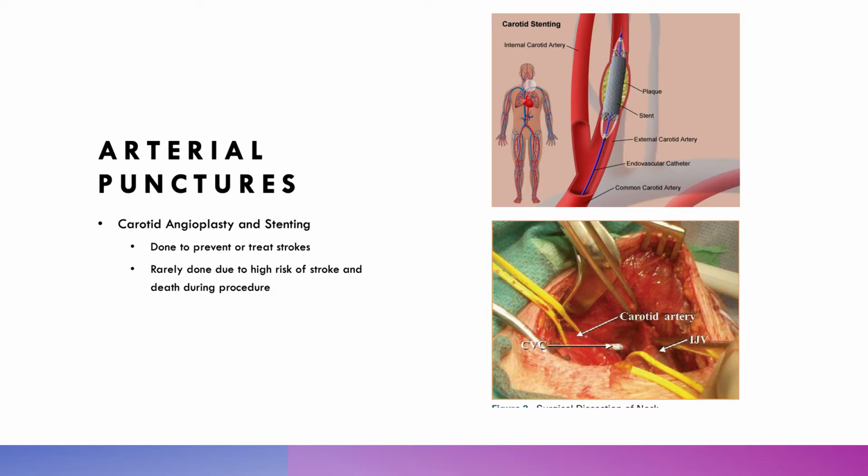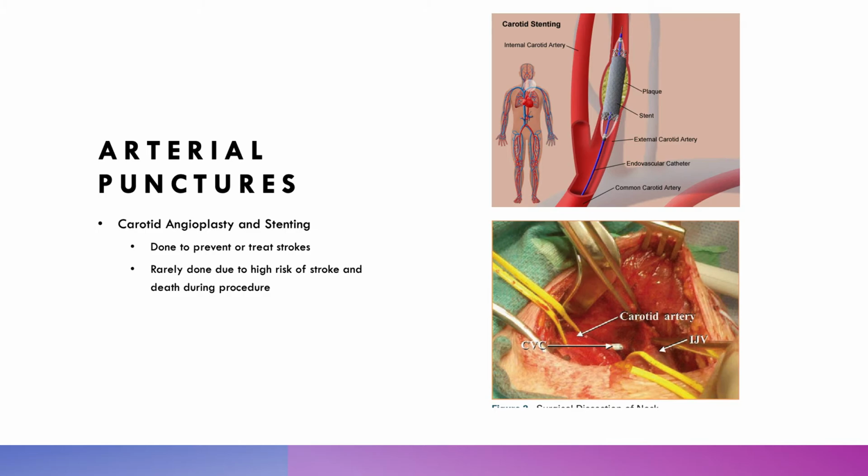So, arterial punctures. Really the only clinical reason that you would puncture the arterial vessels of the neck is for carotid angioplasty and stenting. This angioplasty and stenting is visible in the top figure, where you can see that the artery has plaque and atherosclerosis, and so a stent has been placed to allow blood to travel through the vessel normally. This is done to prevent or treat strokes, but it is done rarely because there's an extremely high risk of stroke and death during the procedure.